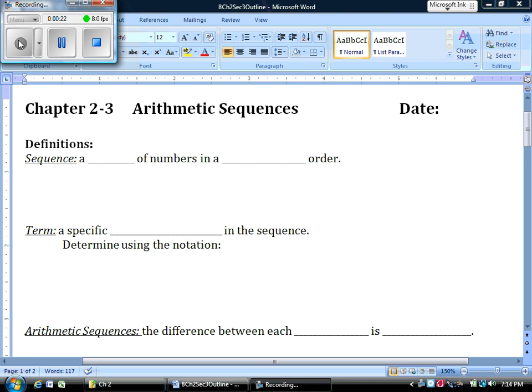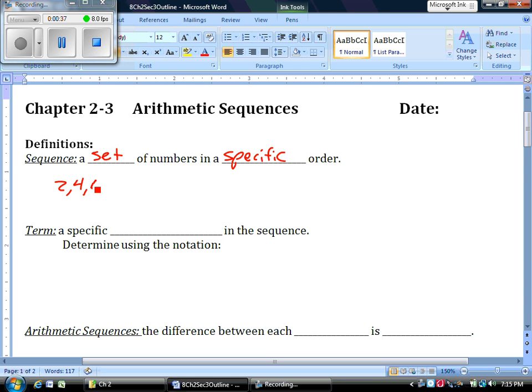We need to know what a sequence is. A sequence is simply a set of numbers in a specific order. All right, we don't have any just random set of numbers. They have to have a specific order, like 2, 4, 6, 8, 10, and so on. Or we could list the odd set of numbers, 1, 3, 5, 7, 9, 11, and so on. Okay, that's a sequence. It has a specific order to it.